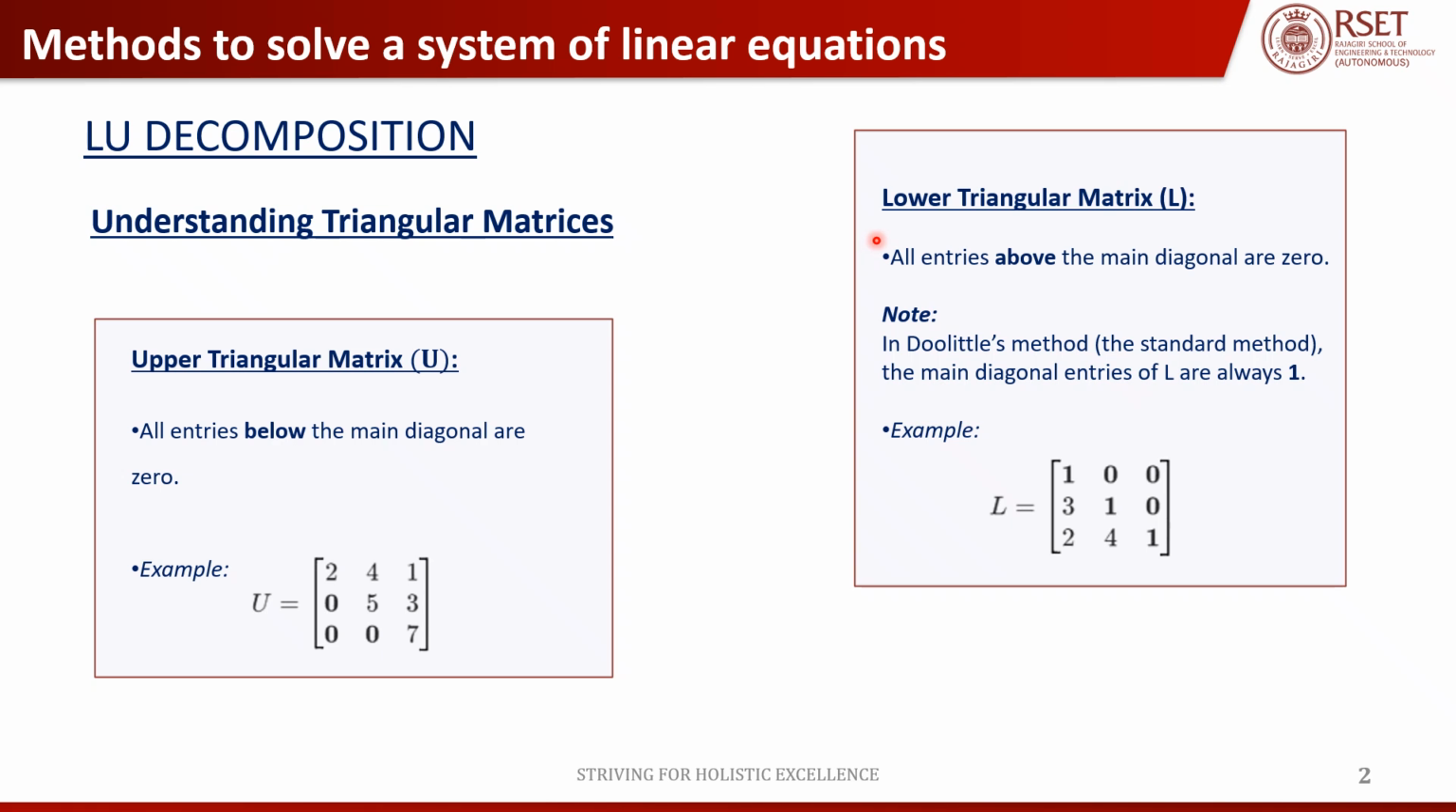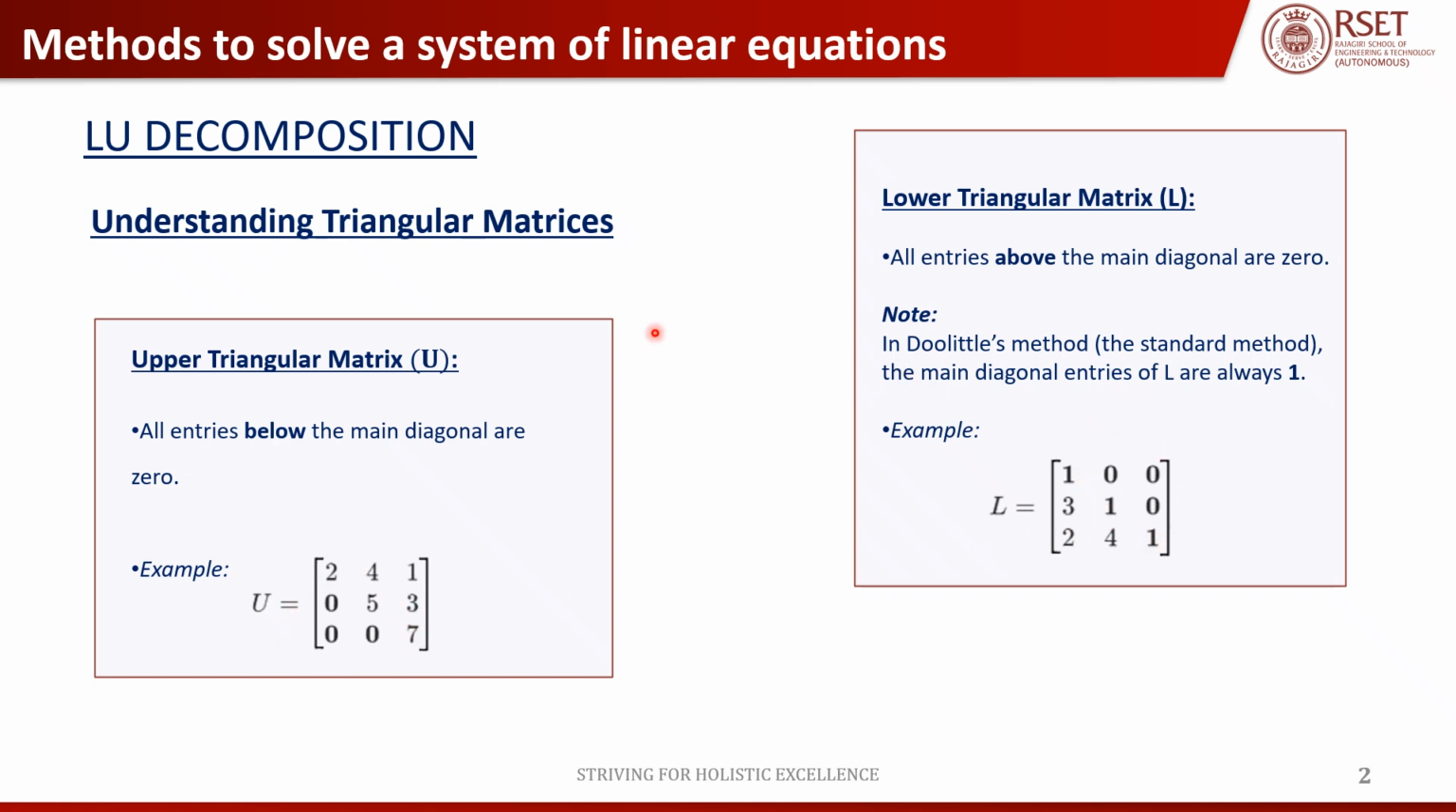The next type is the lower triangular matrix. We denote it by L. That is, all entries above the main diagonal are 0. That is the usual definition of a lower triangular matrix. That is, the entries above the diagonal will be 0. So here it is 0 above, and we have entries below.